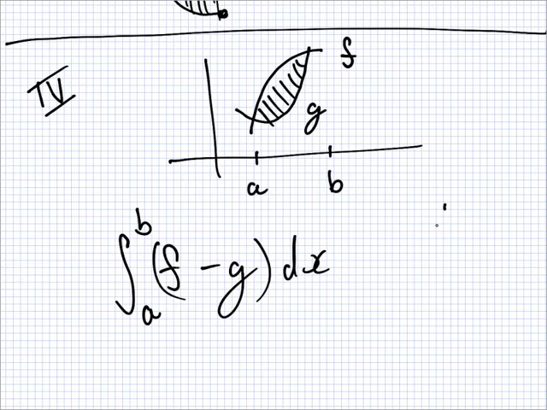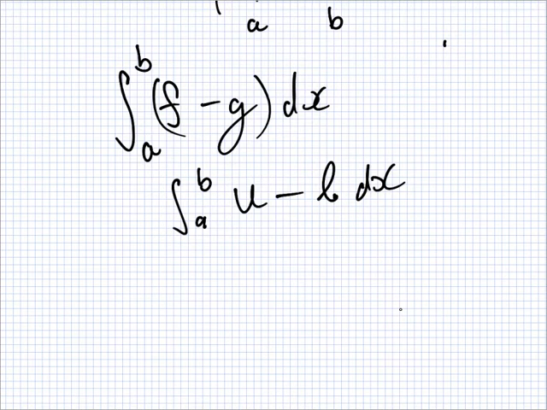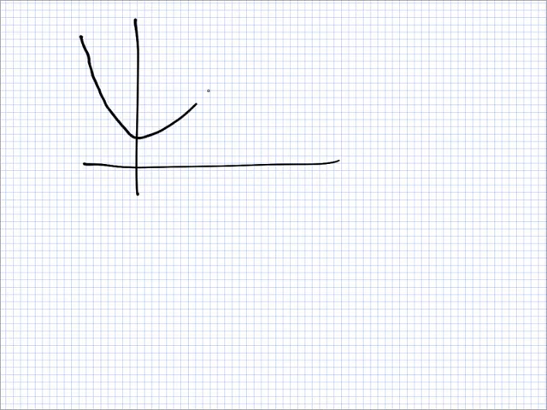I prefer to think about it like this: from A to B, upper function minus lower function. Easier. Right. Let's have a look at some examples. So, the first one. Let's keep it easy to begin with. So let's say you have a function like this. y equals x squared, and here is 1 and here is 2, and I would like this area here.